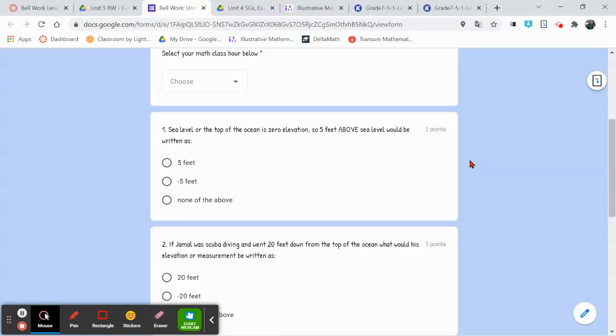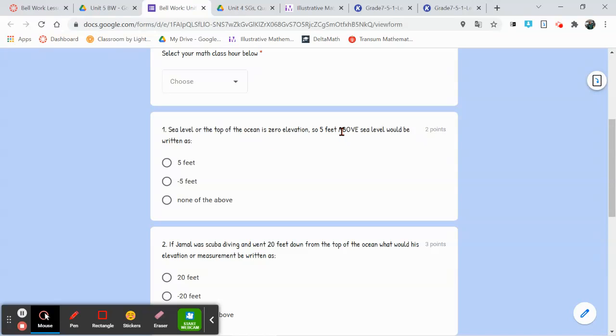All right? So, sea level. I didn't mention that when we were on the number line. Sea level is always 0. Okay? Sea level, or the top of the ocean, is 0 elevation. And the reason is, think of the earth. The ocean covers most of it. So anything below the ocean is negative. Anything above the ocean is positive. So we use sea level as 0.